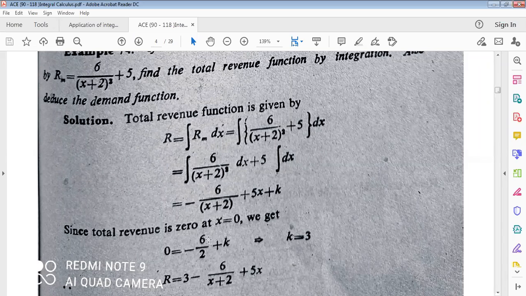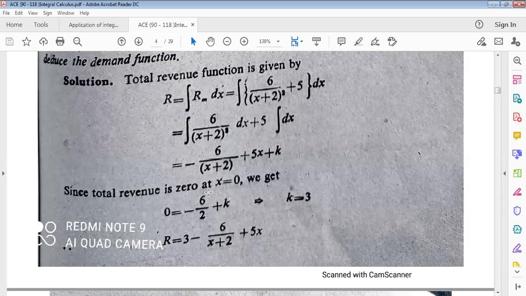Then k equals what? k equals only 3. Okay, 6 and 2 cut. Then minus 3 plus k equals 0, so k equals 3. Now putting the value of k in this revenue equation. This is equation number 1. You can name it as equation number 1.